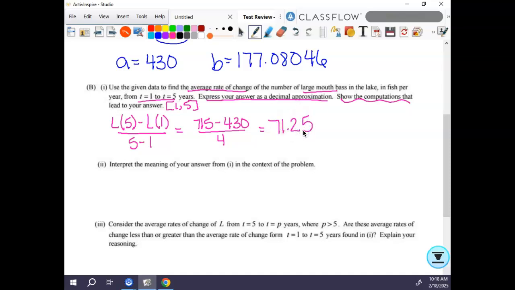71.25. And then we really should put units on it. So the numerator, that's the number of largemouth bass, but we can just say fish is fine. Fish per year. All right, so then it says, interpret the meaning of your answer from part one in the context of the problem. All right.